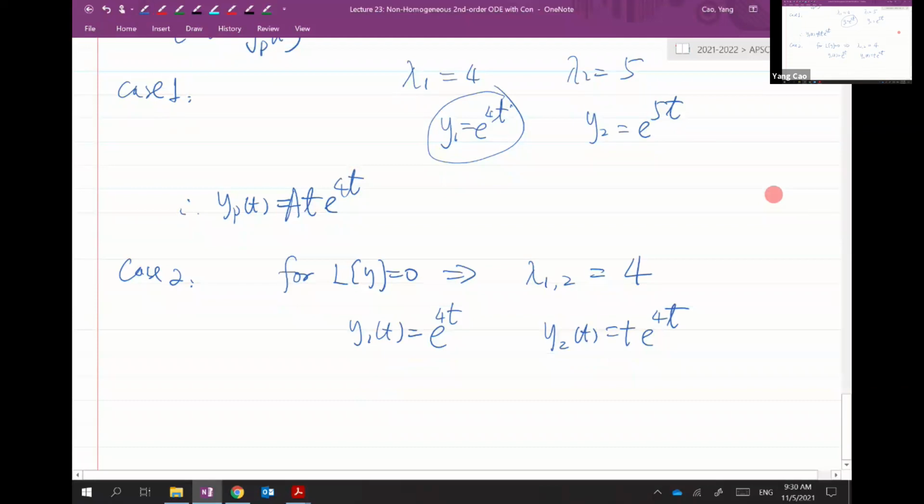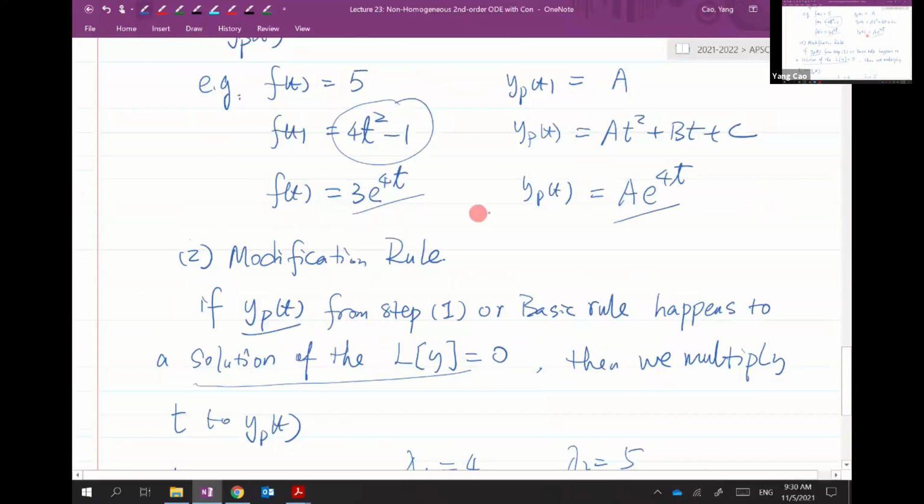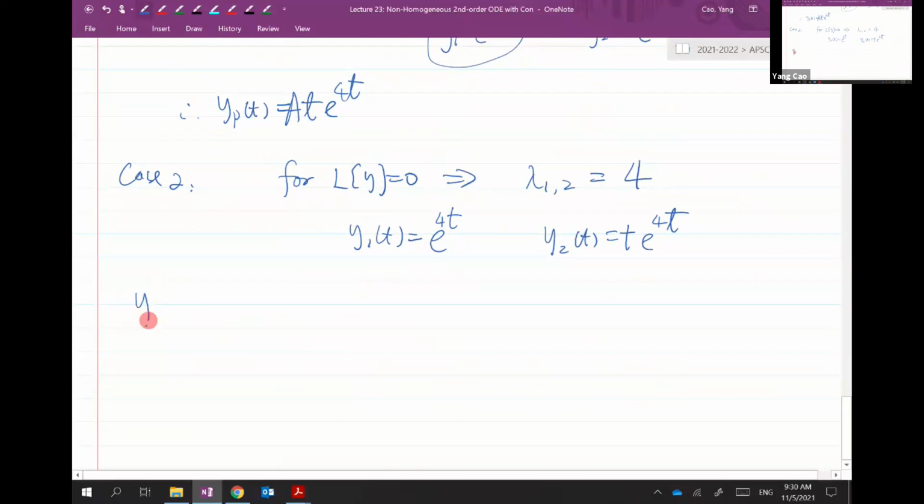So now, if I still stay under this case set here, f of t is 3e to the 4t. Then you use a table according to the basic rule. Your choice of yp is a e to the 4t. So your choice of yp, right, initially is a e to the power of 4t. Right? Initially, that's your choice from the basic rule.